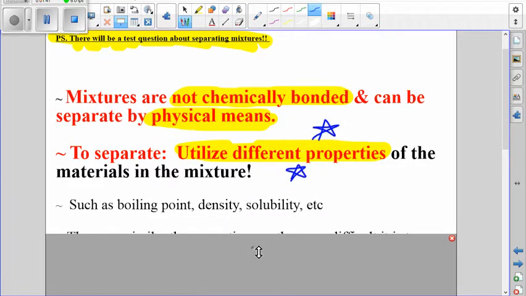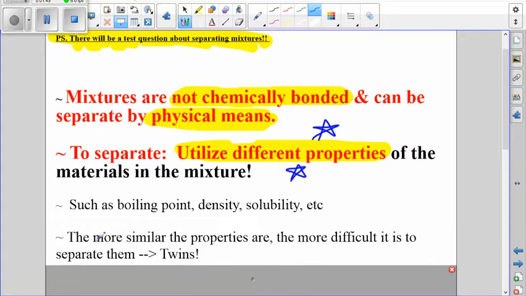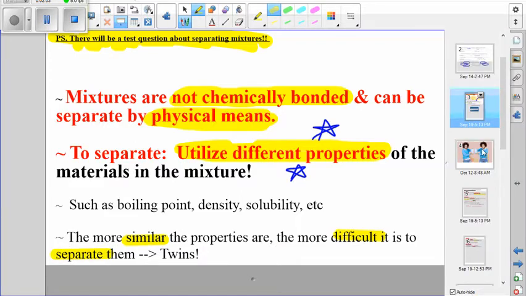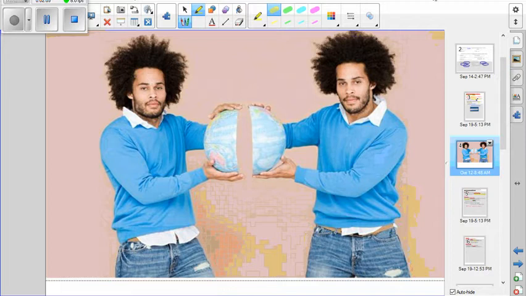Now to say the same thing on the other side of the coin, when chemicals are really similar, they have really similar properties, they're more difficult to separate. Okay? Similar are difficult to separate. Kind of like twins. So for example, if I had some twins here, I googled twins and it's one of the first pictures that came up.